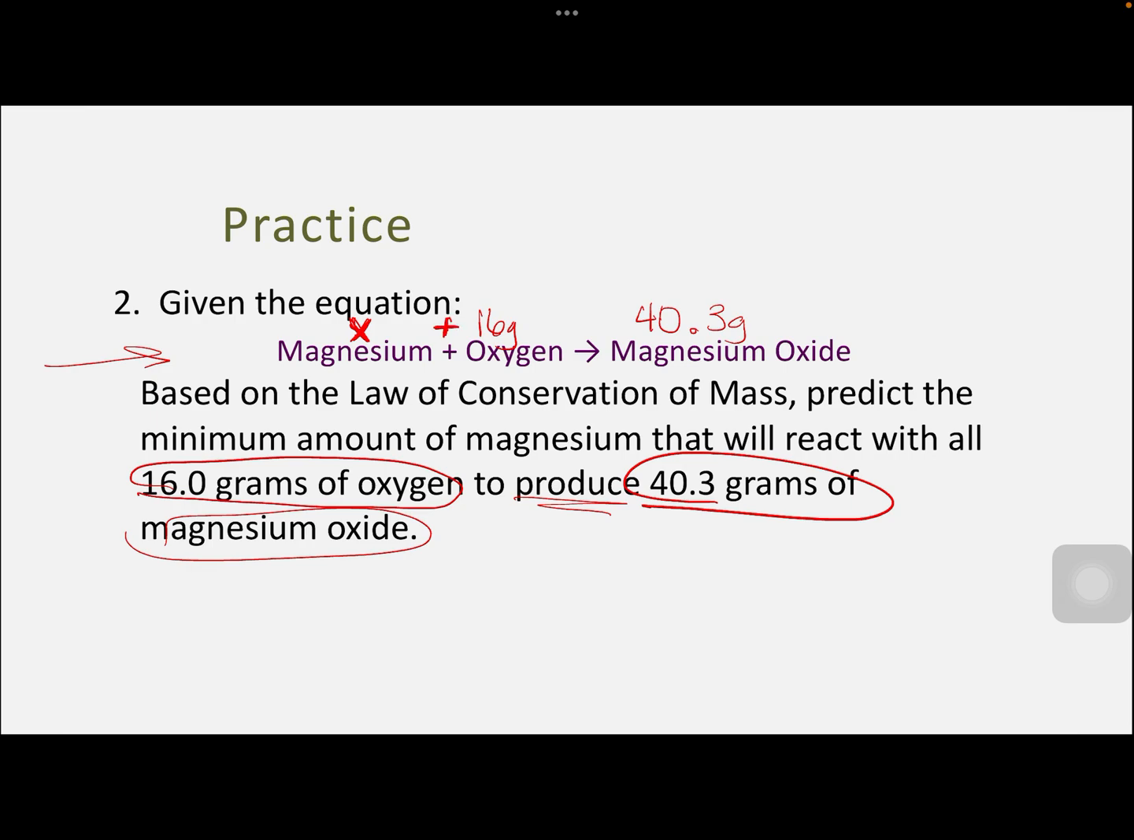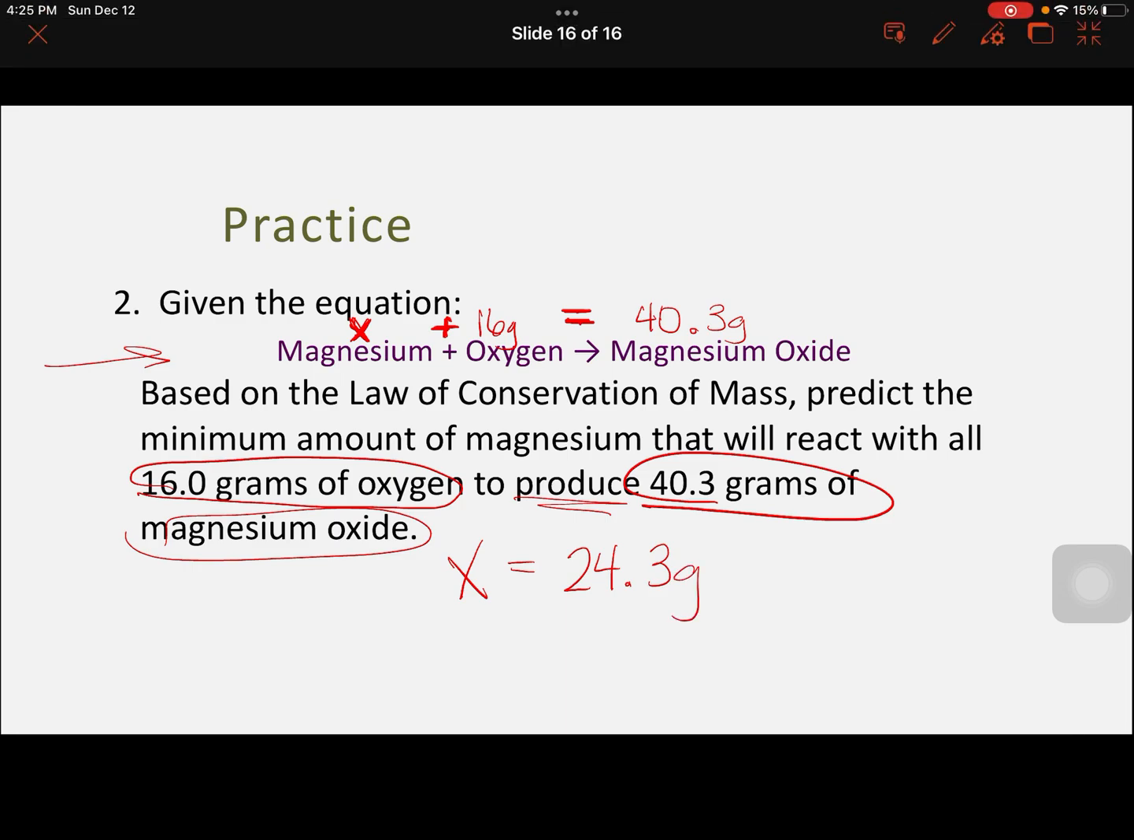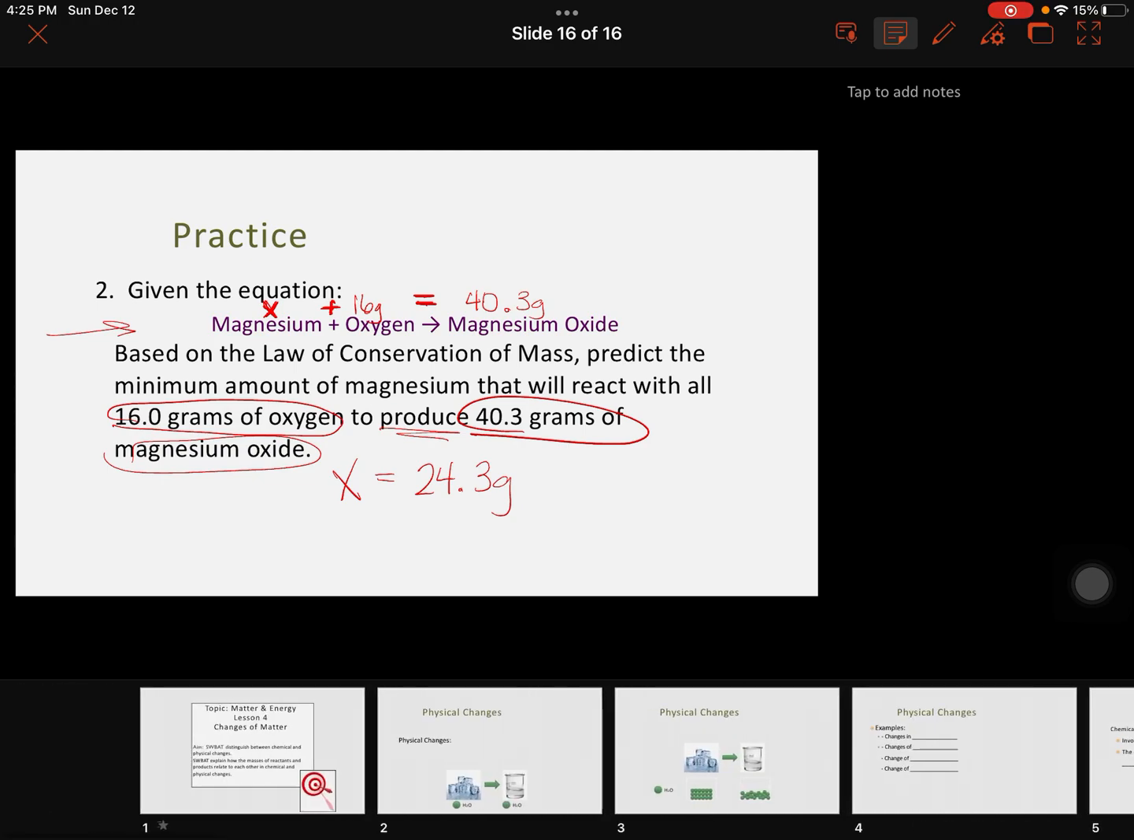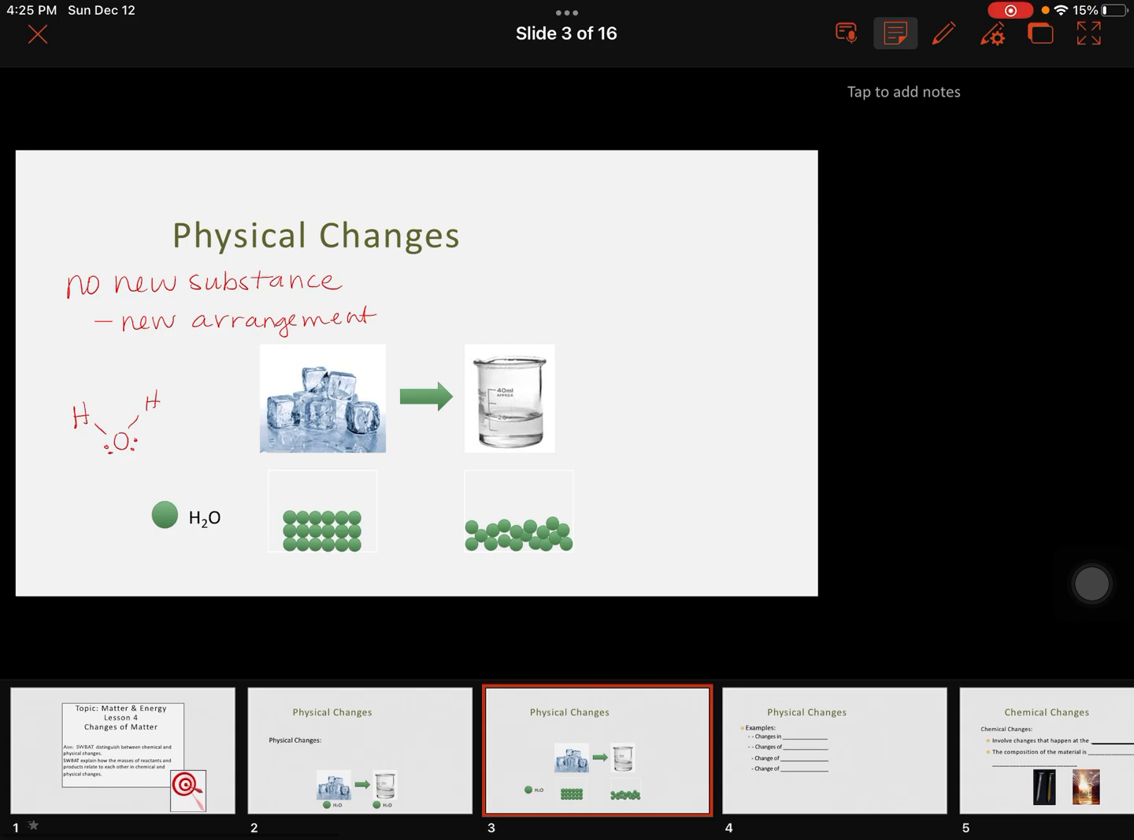I'm just going to put the symbols in for the operations. The plus sign is still a plus sign. The arrow is like an equal sign. So when I solve this and I subtract 16 from both sides, the amount of magnesium would have to be 24.3 grams.